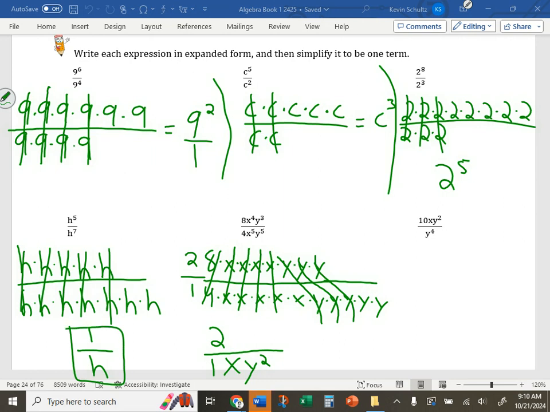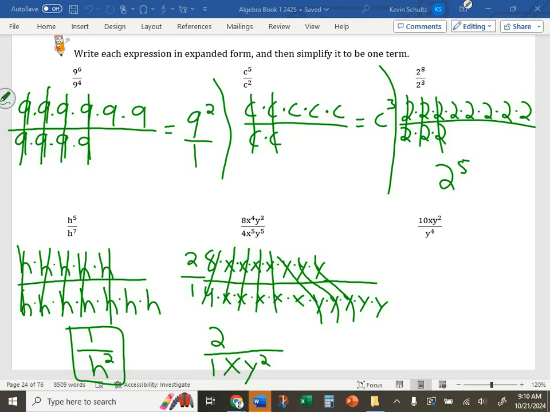When the denominator is 1, you don't have to write it. When the numerator is 1, you do. Okay, 1 over h, and actually it should be h squared, not h. I'm so excited about the h being down in the denominator. 1 over h squared, because you have 2 of them left.